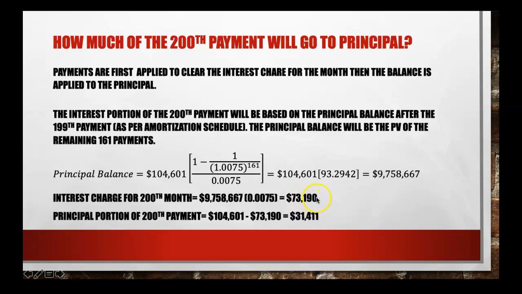73,190. So if we know the interest charge, then we know the balance of the money that will go to principal. So subtract this interest charge of 73,190 from the monthly payment of 104,601, and we get the principal portion of that 200th payment to be 31,411.